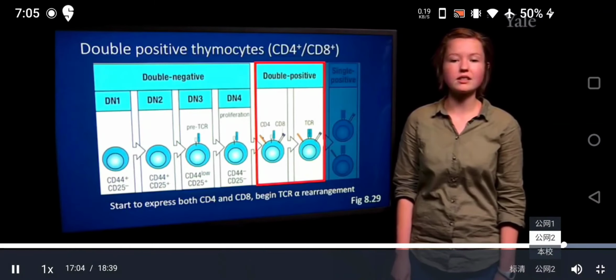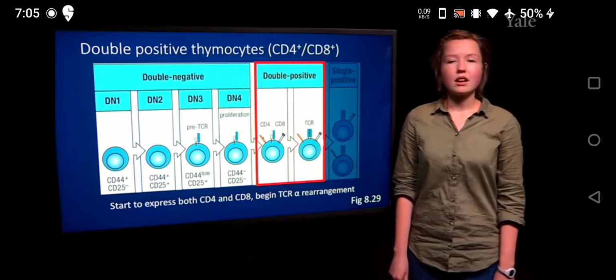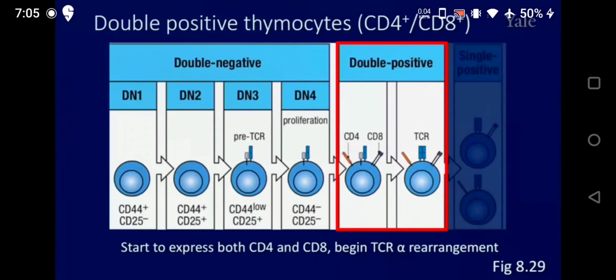So at this point, after we've had this signaling and proliferation, the cells will start to express both of the co-receptors. So we're moving from the double negative stage, in which neither of the co-receptors are expressed, into the double positive stage, in which both CD4 and CD8 are expressed on the cell surface of these developing T cells.